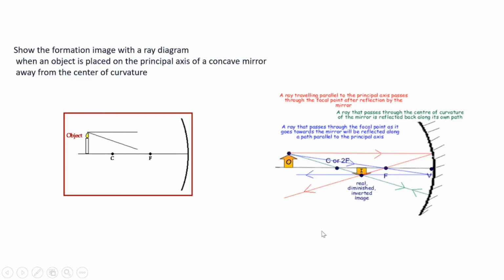The image formed is between the center of curvature and the focal point. See here, this candle is bigger, but the image is smaller. Till now we have seen the image was bigger and equal. Now the image formed is smaller than the object, inverted, and a real image, not a virtual one. If it were formed here, it would be called a virtual image. Since it is forming here, this is a real image, inverted, and smaller than the object.